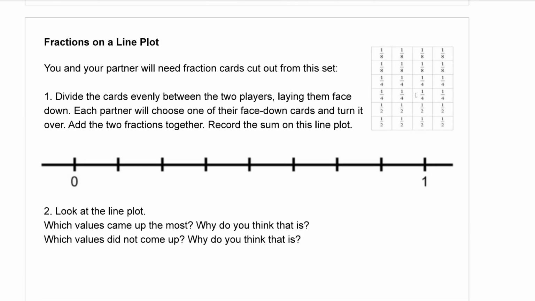Okay, divide the cards evenly between the two players, laying them face down. Each partner will choose one of their face down cards and turn it over. Add the two fractions together. Record the sum on this line plot. And guys, if you can see right through that paper when they're turned over, just color on the back before you cut them out. Have fun with it.